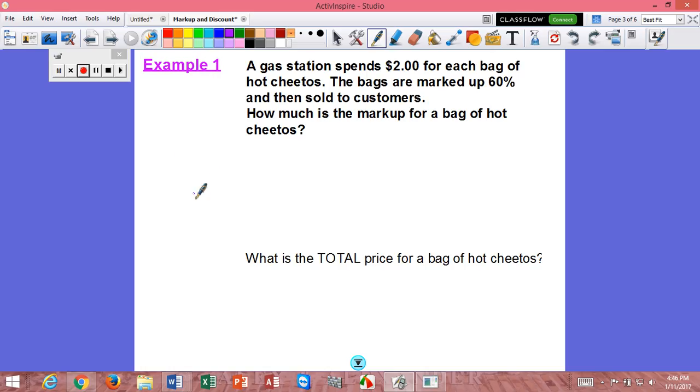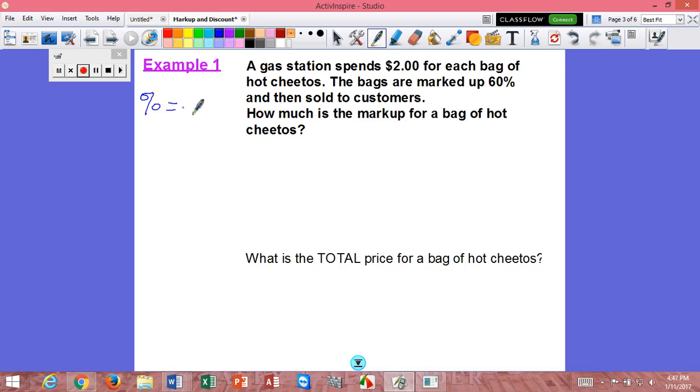Alright, example 1. A gas station spends $2 for each bag of hot Cheetos. The bags are marked up 60% and then sold to customers. How much is the markup for a bag of hot Cheetos? Okay, so let's identify what they have given us.